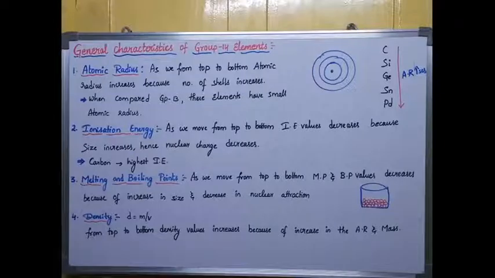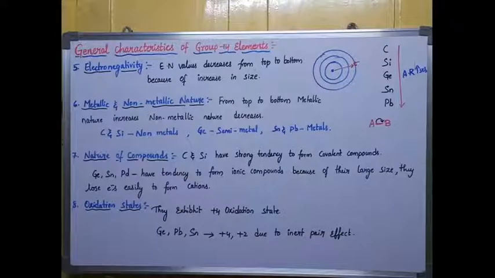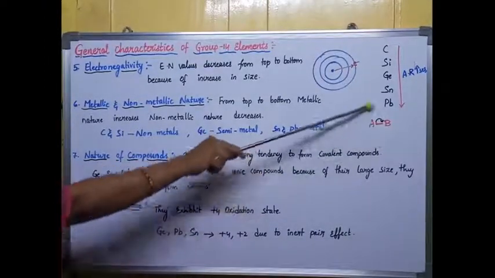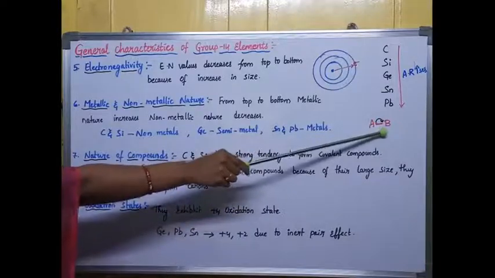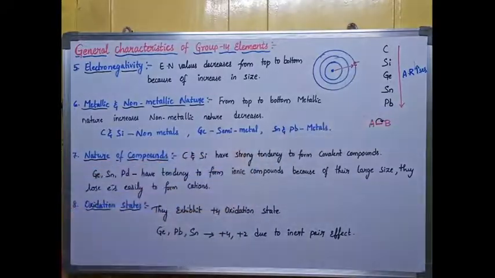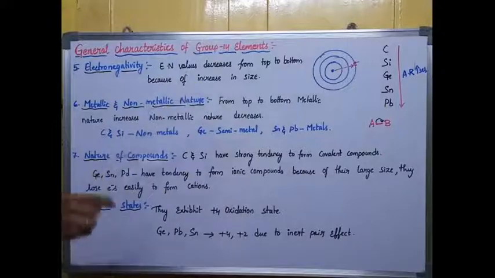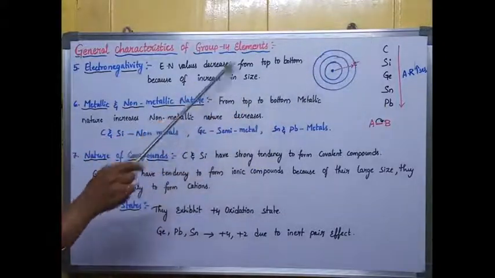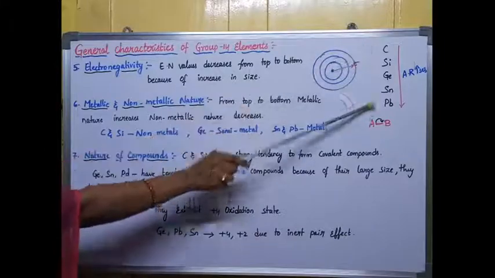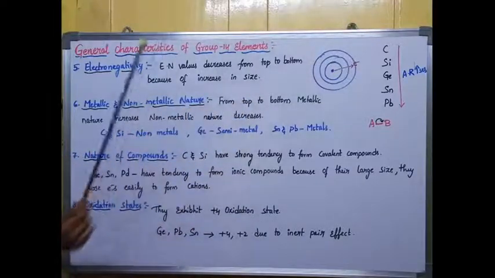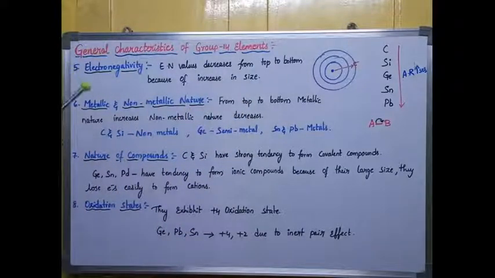Okay. So let us see some more general characteristics. Electronegativity. So electronegativity is nothing but the tendency of an element to attract the shared pair of electrons towards itself. For example, if I take A and B, two elements, and B is more electronegative, then it attracts the shared pair of electrons towards itself. That is called electronegativity. Okay. So here electronegativity is more for the element which has a small size. So from top to bottom size increases, so electronegativity values decrease. So carbon is the element which has more electronegativity in this group.